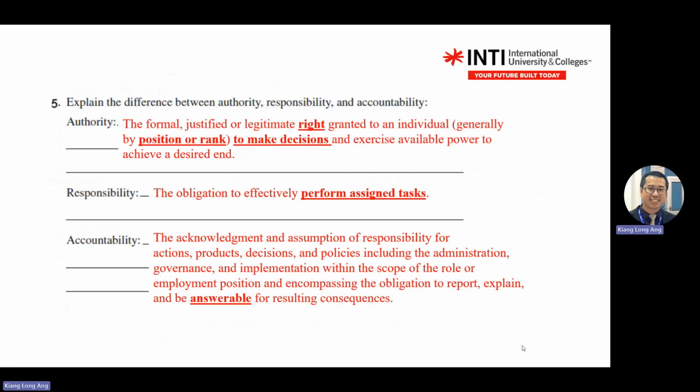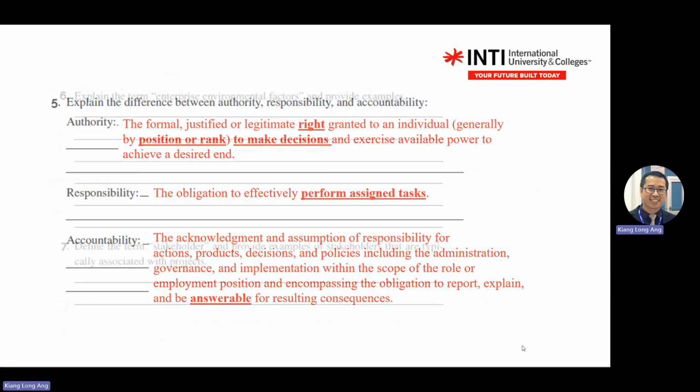Okay. So I highlight all the keywords. The keyword authority is a rank or right to make decisions. Responsibility is to perform the task, performing tasks. Accountability is being answerable to the consequences. It means accountability usually refers to the negative side, though not only negative. But what happens if the project fails? Who takes the blame, the accountability? Okay.